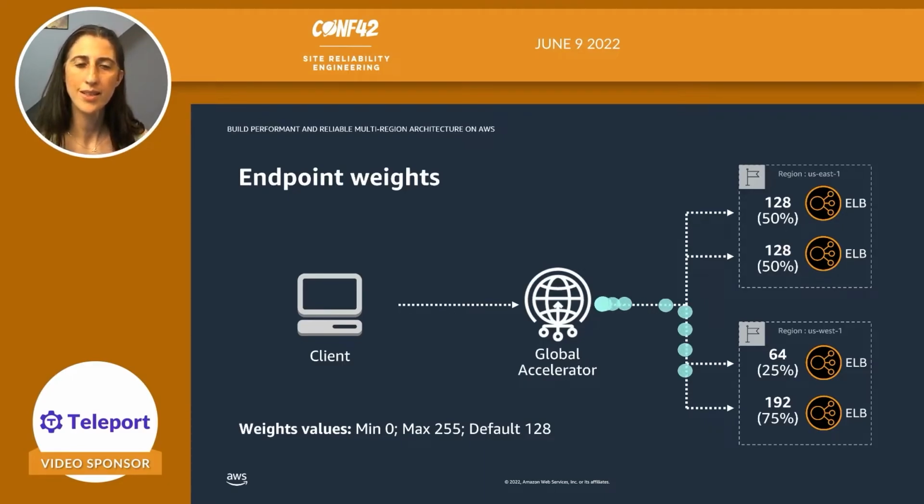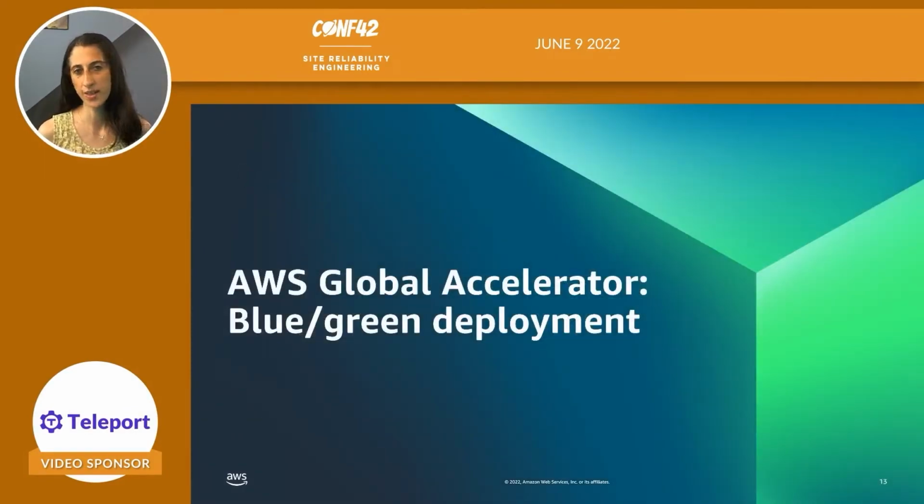And Global Accelerator calculates the sum of the weights for the endpoints in an endpoint group, and then directs traffic to the endpoints based on the ratio of each endpoint's weight to the total. So you can go as fine-grained as 1/256 for the percentage of traffic that is directed to an endpoint inside an endpoint group. Now, how do these features help us with blue-green deployments?